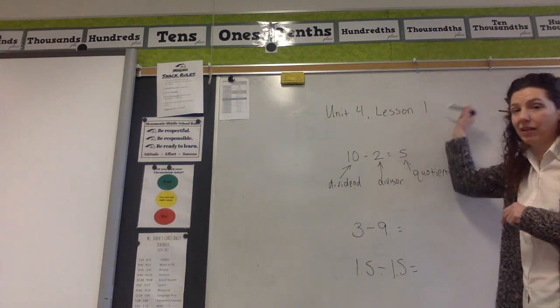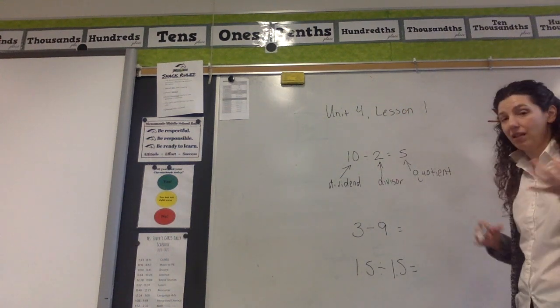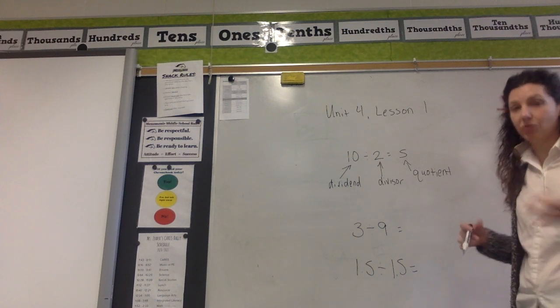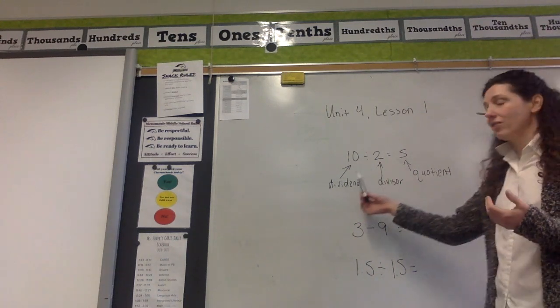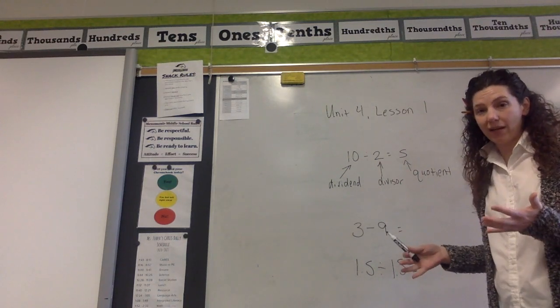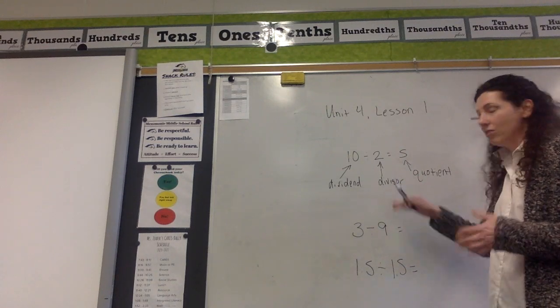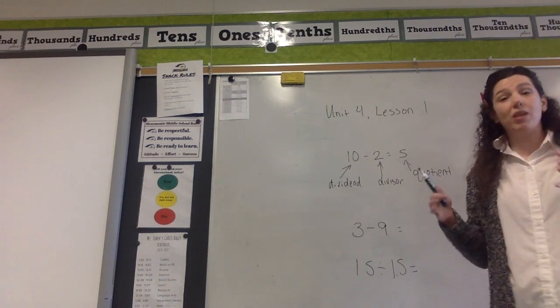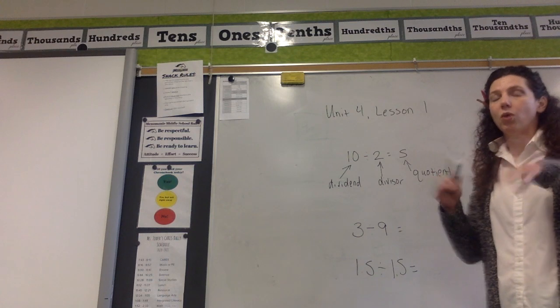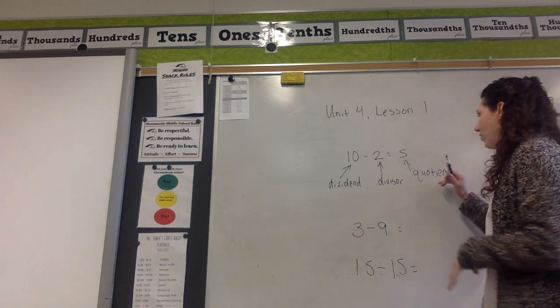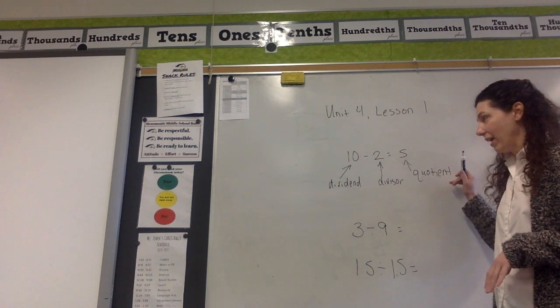For Unit 4, Lesson 1, what we talked about today is some of the vocabulary that goes with our division unit. So we've got our dividend, the number that we are breaking into groups. We've got our divisor, which tells us either how many groups we have or how many are in each group. And then we have our quotient, our answer.